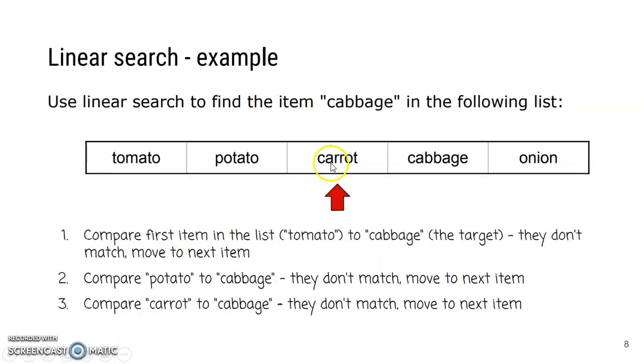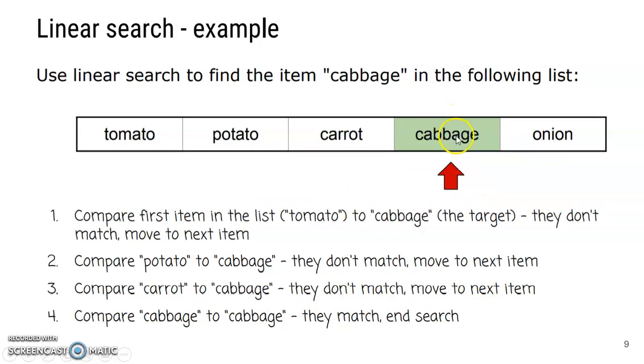We compare carrot to cabbage. They don't match. Move on to the next item. We compare cabbage to cabbage. They match. And we return the index of where we found cabbage, and we end the search. So that's as simple as what the linear search does.